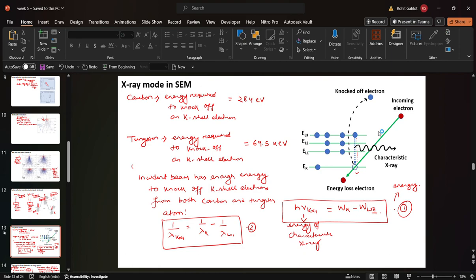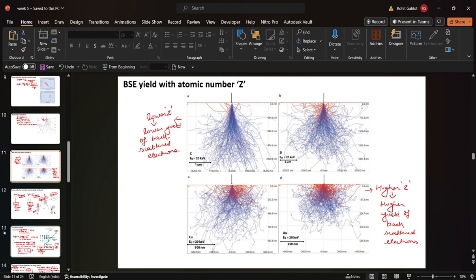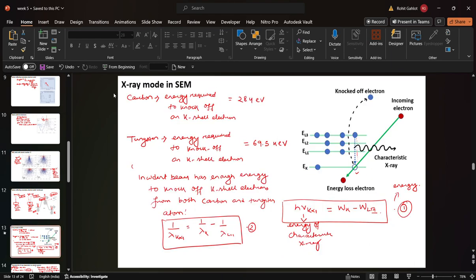What I was discussing previously with carbon, which has a lower atomic number compared to others: the energy required for carbon to knock off a K shell electron is around 284 electron volt, which is comparatively very high. However, for tungsten, the energy required to knock off a K shell electron is around 69.5 electron volt. So you can see that your incident beam has enough energy to knock off K shell electrons from both carbon and tungsten.